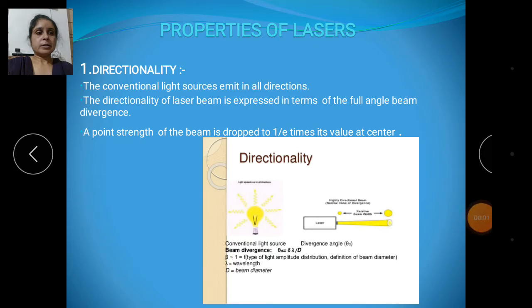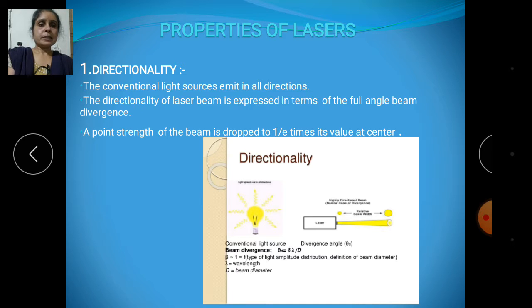Hello friends. In the last lecture we discussed the various schemes of pumping. In these pumping schemes we discussed two level, three level and four level schemes. Now today we are going to start the topic, properties of lasers.